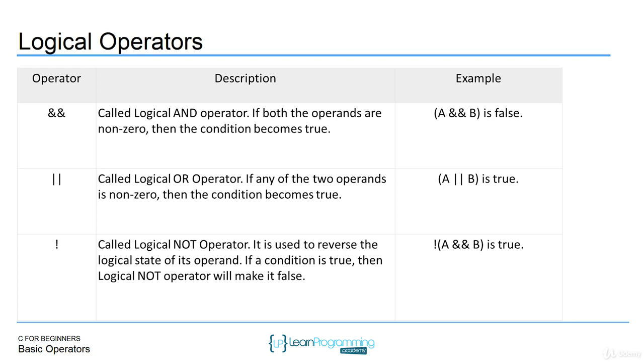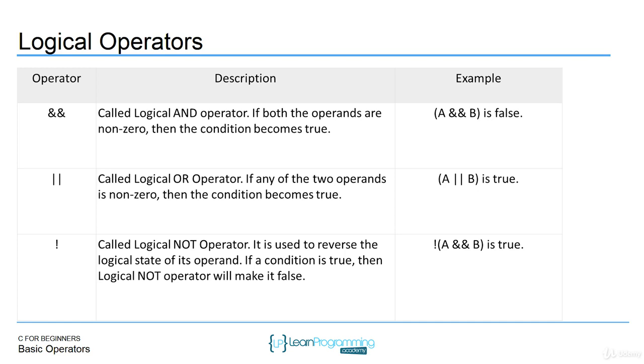And then parallel bars are the logical OR operator. Again, this should be similar to your math class, so I don't want to spend too much time on it. But if any of the two operands is non-zero, if either one is true, then it's true. So if A is true and B is false, it's true. And remember, these are expressions that return values. So the return would be true.